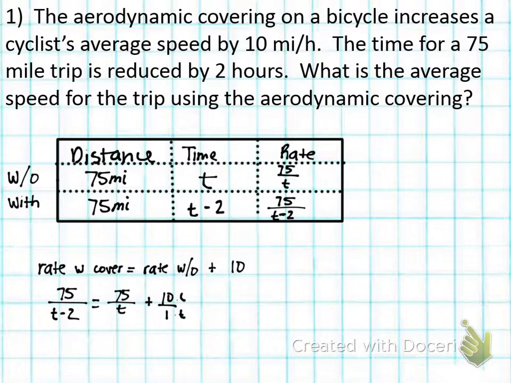So we're doing this together. This is just like the last couple days. You already know how to do this. Oh, by the way, what's my excluded value or excluded values here before I can even start? 2 and 0. Okay, good. So that means time can't be 2 hours and time can't be 0 hours, okay? All right. Okay, so we got 75 over t minus 2.